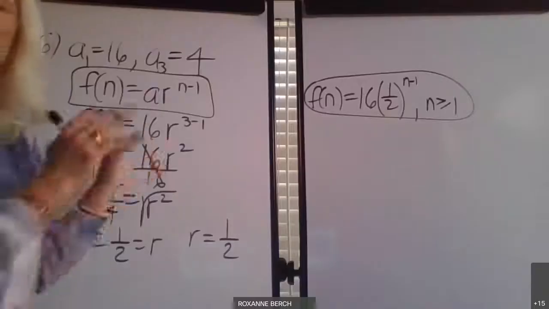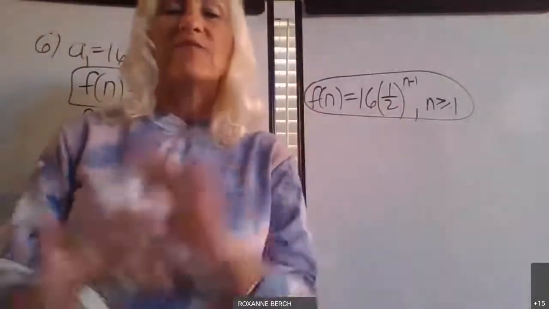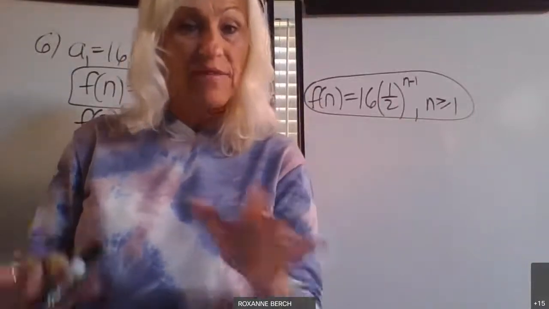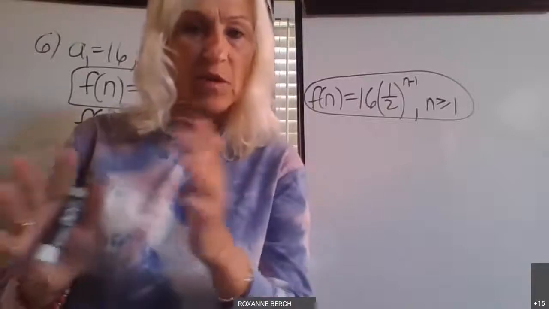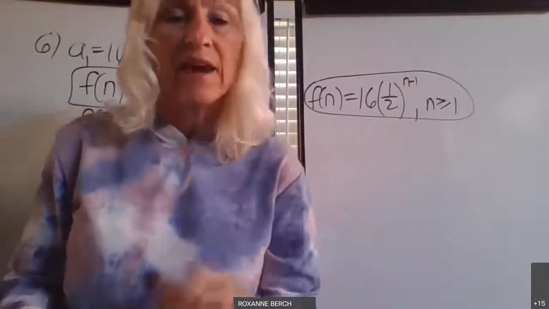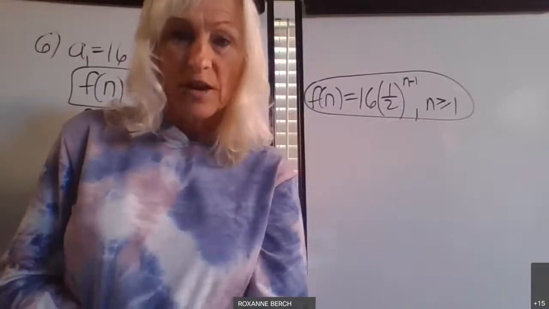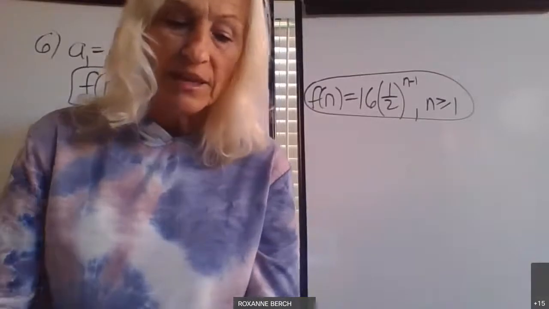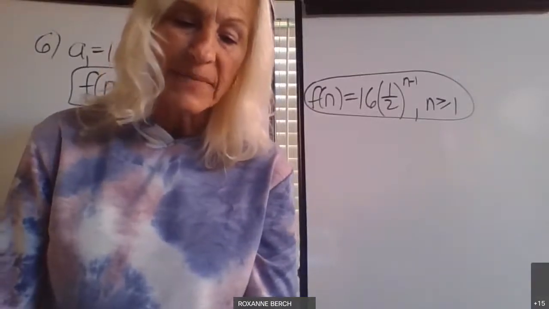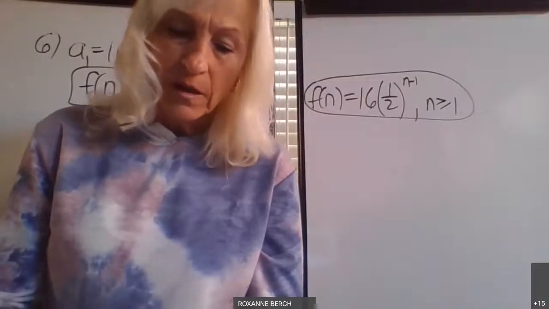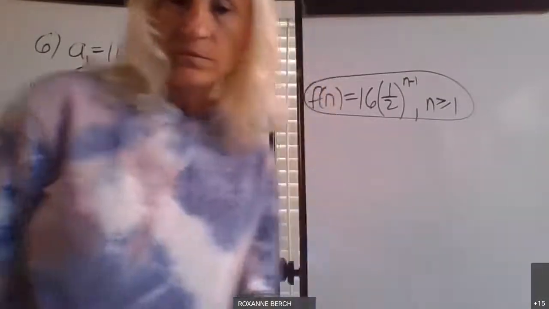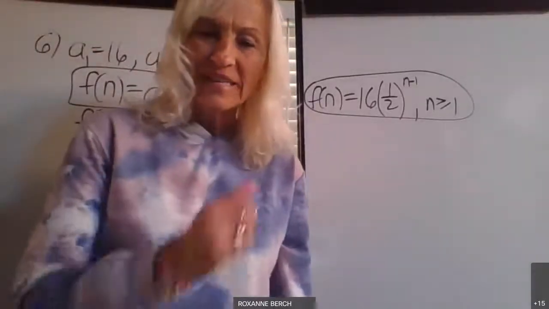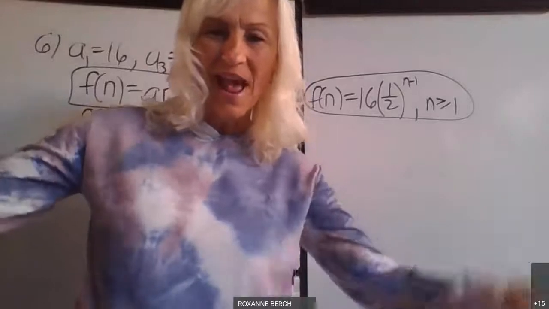Okay, so now this is what you're going to do when you're missing a variable. If you're missing A and they give you R, you can find A. If you're missing R and they give you A, you can find R like we did. Now here's the question. What if you're missing A and R? Take a look at number 11. You don't have the first term. And you don't have consecutive terms. You can't find the common ratio. What now?